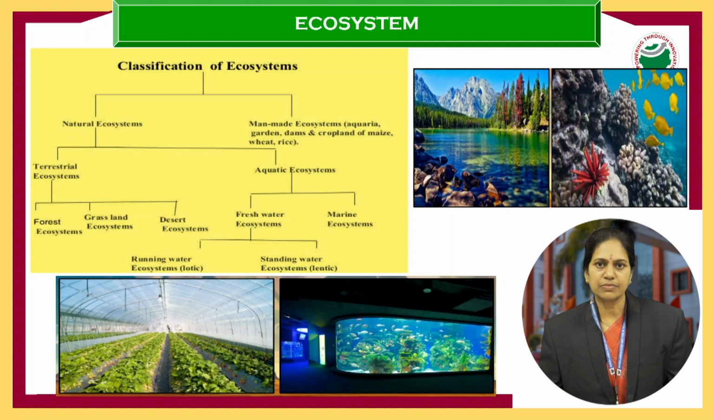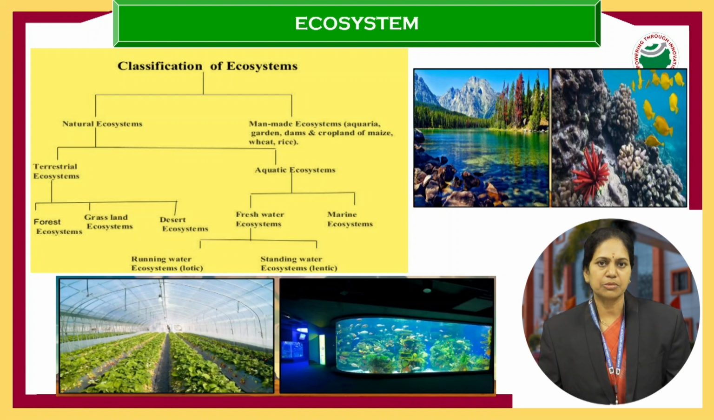So this is all concerned with the natural ecosystem. The natural ecosystem is classified into two types, that is the terrestrial ecosystem and the aquatic ecosystem. In aquatic, again it is classified into two types, the fresh waters and the saline or marine waters. In the fresh water, again it is classified into lotic and lentic. Okay, that is all about natural ecosystem.